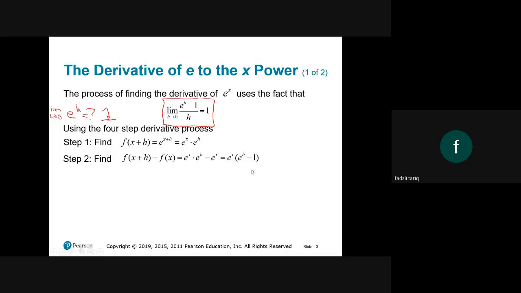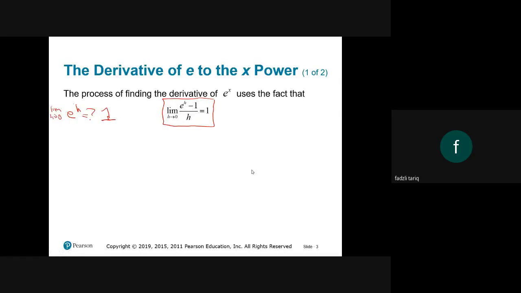Okay, so focus at the numerator. So this is going to be very near to 1, right? Very near to 1. So a number which is very near to 1 minus 1, the numerator would approach 0, while the denominator, h itself also approaches 0. So when you have a number that approaches 0 in the numerator, divided by a number that also approaches 0 in the denominator, this will be a very small number.